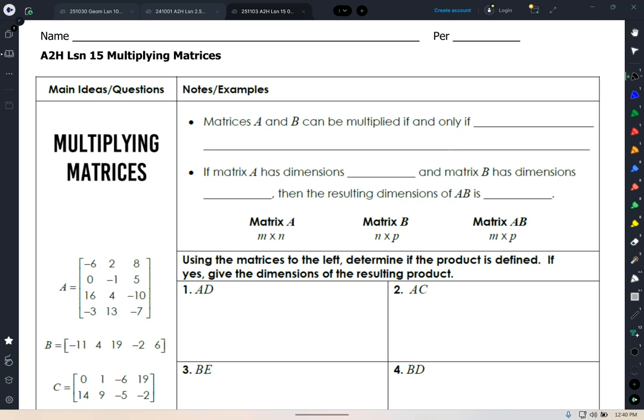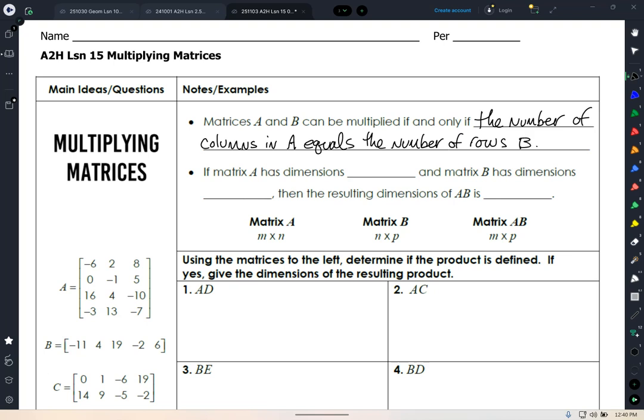So two matrices, A and B, can be multiplied if and only if the number of columns in matrix A, we'll just call it A, equals the number of rows in matrix B. Okay, so there's your rule.